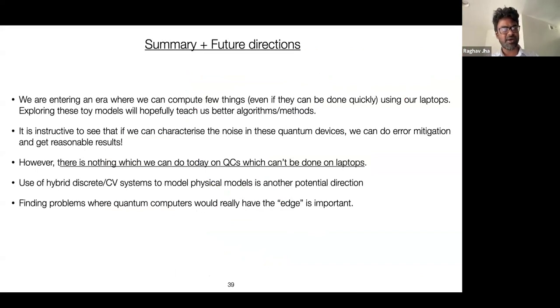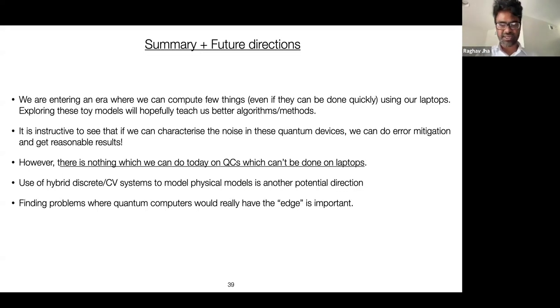I'll just summarize now. With this talk, I wanted to emphasize that we are entering an era where we can compute a few things, even if those things can be done quickly on a laptop. Exploring these toy models will hopefully teach us better algorithms, methods, and help us understand computational complexity in a better way. It is instructive to see that if we characterize the noise in these quantum devices, we can get reasonable results. But obviously, error mitigation was an important part. If you just take the results from the hardware and put them against the exact, you likely won't see agreement. So there's nothing we can do today on quantum computers which cannot be done on laptops.